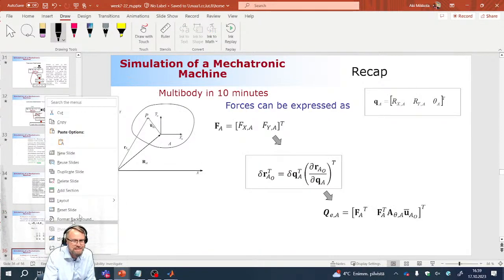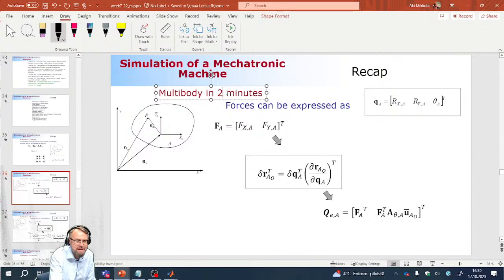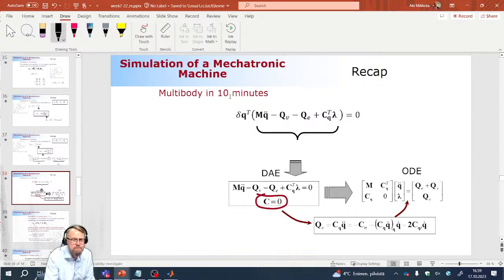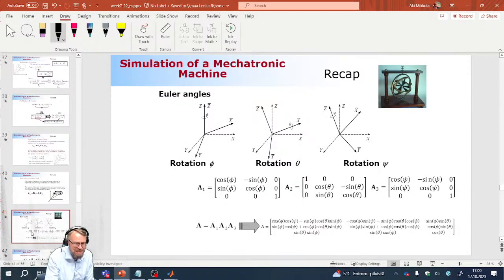Two minutes is a little too small, but let me try this. We'll see how it goes.